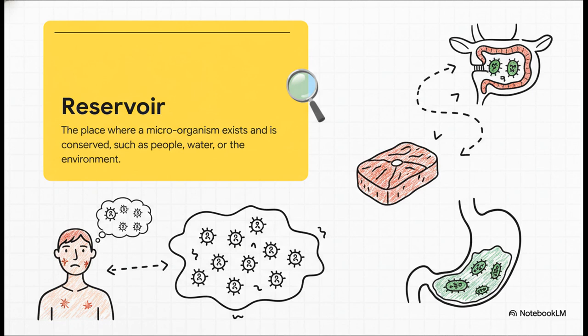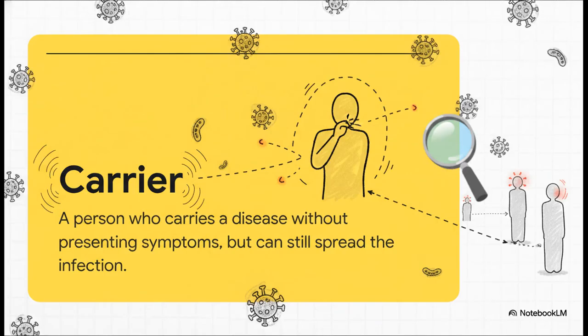This is basically the pathogen's natural hideout. It's where it lives, it's where it multiplies, but here's the tricky part. The reservoir isn't always the thing that directly infects you. For instance, a cow's gut could be the reservoir for salmonella, but it's the contaminated burger from that cow that's the source that actually makes you sick. See the difference? And that brings us to maybe the sneakiest suspect of all, the carrier.